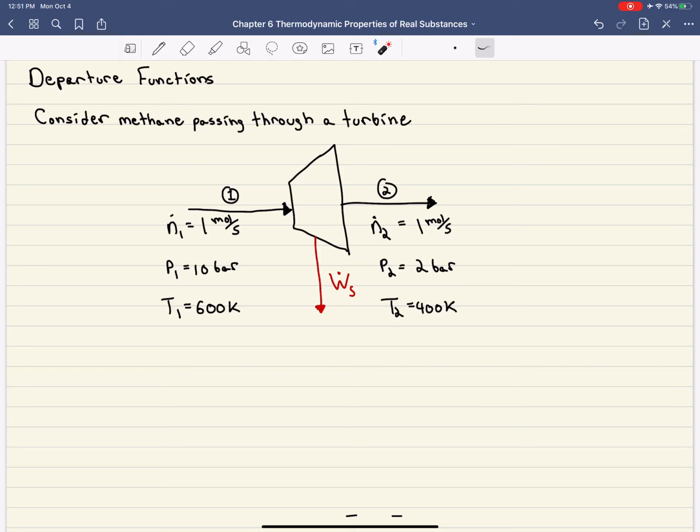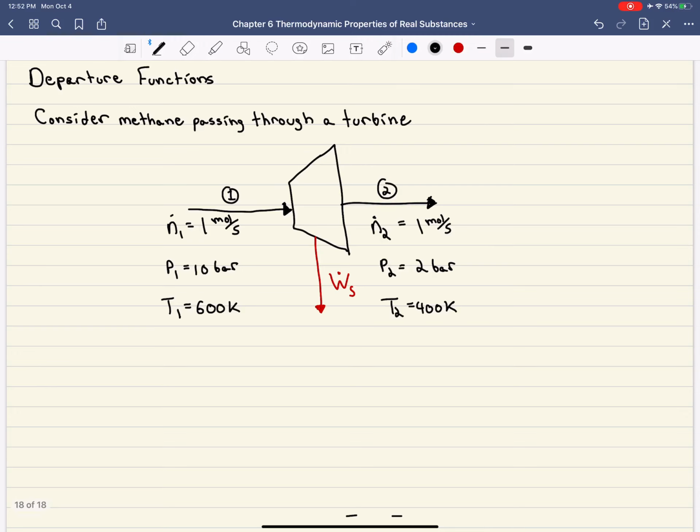For our turbine, the inlet stream is 1 mole per second of methane at a pressure of 10 bar and a temperature of 600 Kelvin. The methane passes through the turbine, and the outlet flow rate is the same, 1 mole per second, right? Moles are conserved. But the pressure decreases to 2 bar, and the temperature decreases to 400 Kelvin. As the methane passes through the turbine, shaft work is extracted from the system. What we want to figure out is how much shaft work we get out of the system if the methane goes from the stream 1 conditions to the stream 2 conditions.